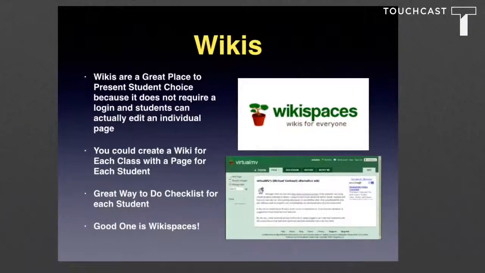Another one is wikis, and wikis are a great place to present student choice because it does not require a login, and students can actually edit an individual page. You could create a wiki for each class with a page for each student, and it's a great way to do checklists for your students. A good one is Wikispaces.